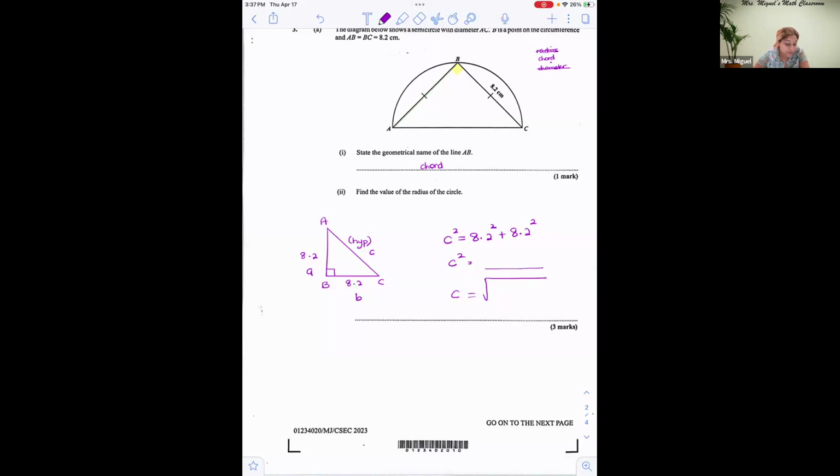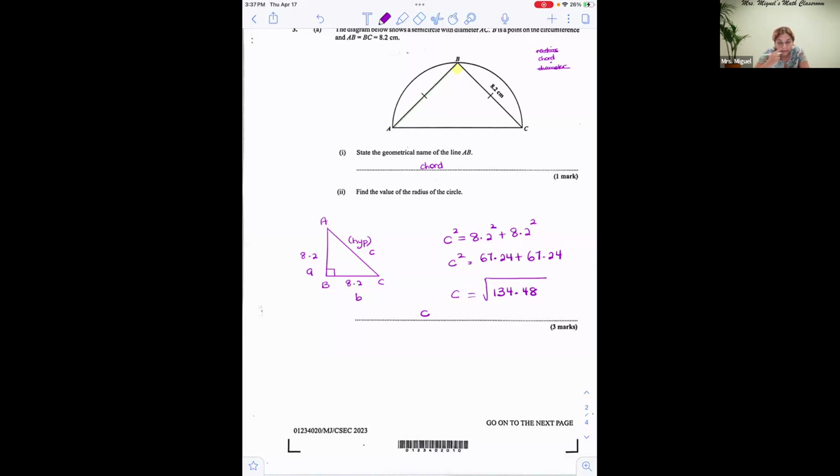So 8.2 squared is 67.24, and 67.24 multiplied by itself is 134.48. So C is the square root of 134.48.